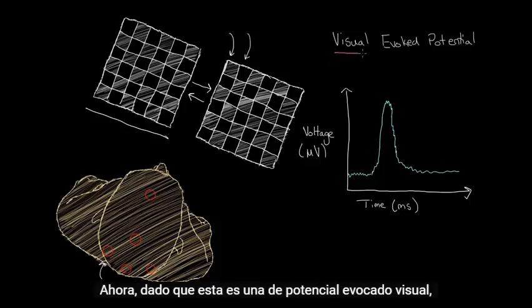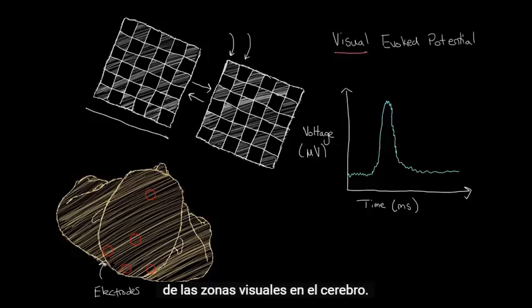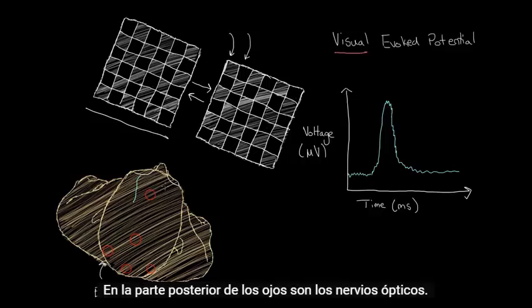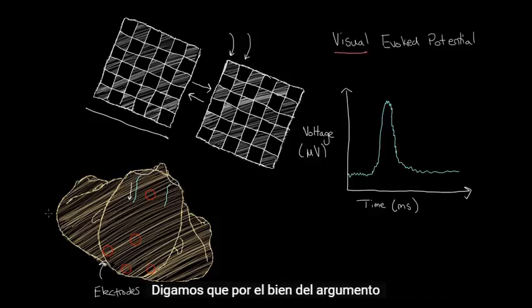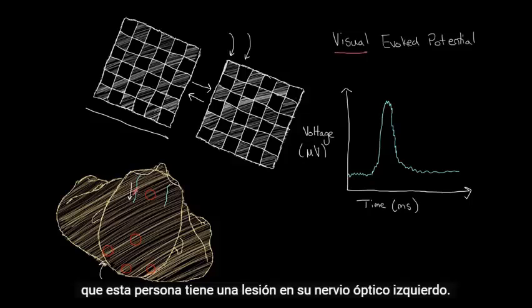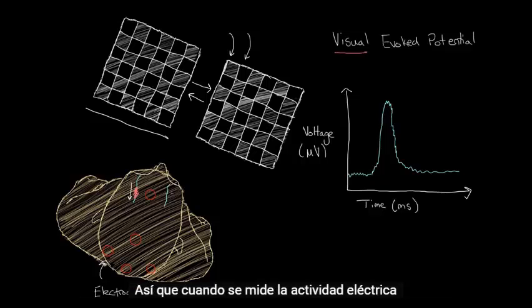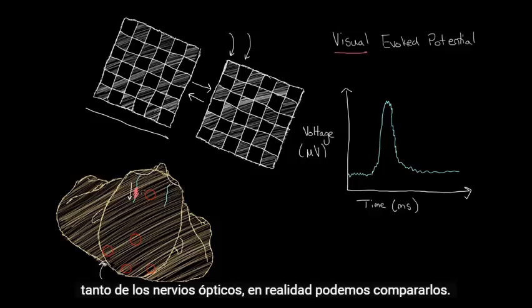Now, given that this is a visual evoked potential, you're going to be measuring activity from visual areas in the brain. So let's say you have your eyes over here. So this is the person's eyes. At the back of the eyes are the optic nerves. The optic nerves will carry visual information in the form of electrical activity to the rest of the brain. So let's just say, for the sake of argument, that this person has a lesion in their left optic nerve. Their right optic nerve, however, is perfectly healthy. So when we measure the electrical activity from both of the optic nerves, we can actually compare them.